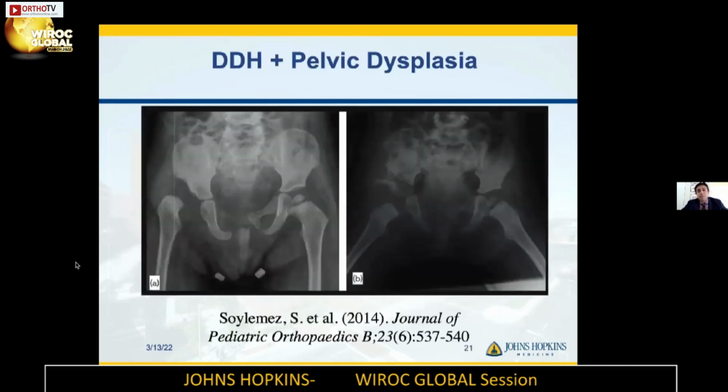Along with dysplasia of the hip, what's also common is pelvic dysplasia, which is not as commonly reported, but it can occur, especially in the pediatric population. So here you see a patient with a right-sided dysplastic hip with an absent superior pubic ramus, and then a Salter osteotomy to try and correct that dysplastic hip.